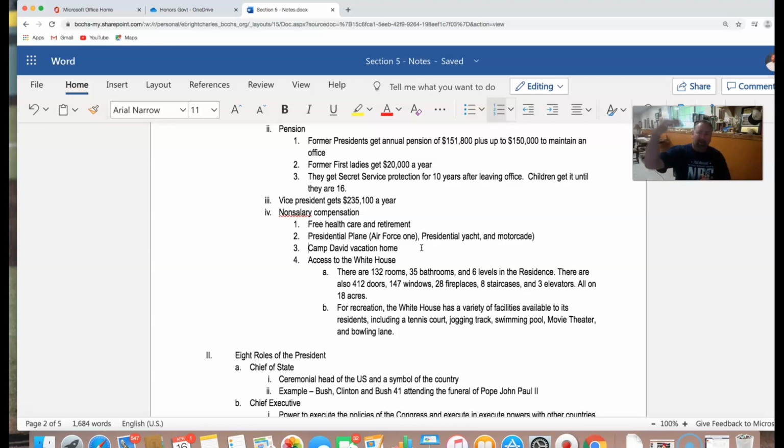So there's one road that leads into Camp David. Now the president usually comes in by helicopter, but there's a fork in the road and there's a statue of Mary. If the light is on the statue of Mary, I don't think the president's there. But if they turn the light off, the president is there.